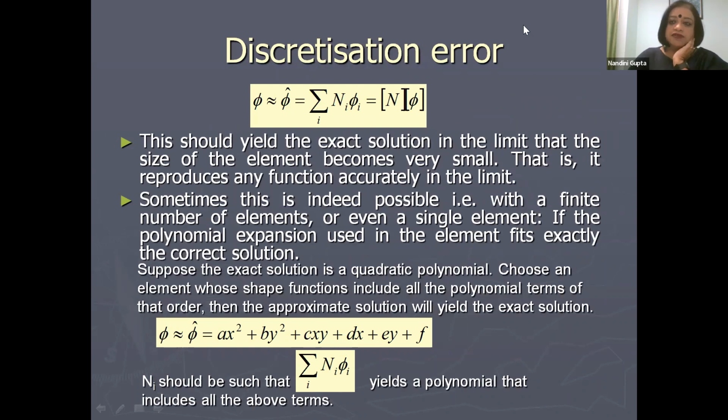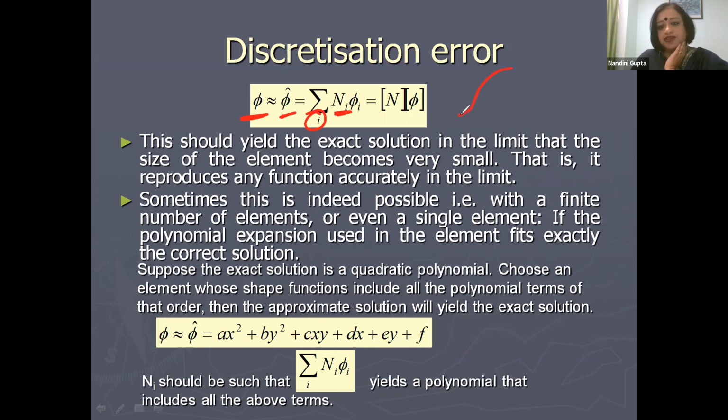Next, let us talk about the discretization error. You're using a numerical technique. You are not finding the exact solution phi, but an approximate solution phi hat, which will be found as a summation over a finite number of elements or points. We are choosing Ni in such a way that we can uniquely define a function, but that function need not be the exact function. And therefore, there would be a discretization error.